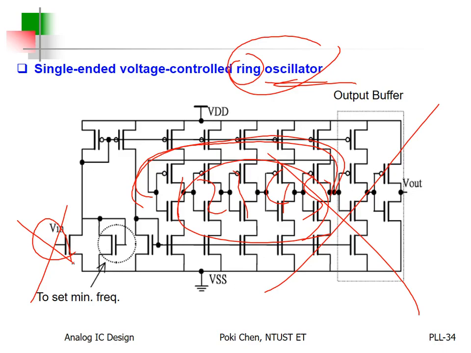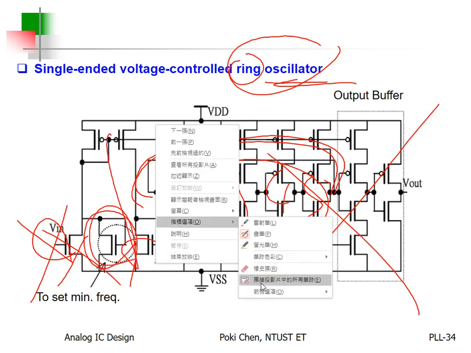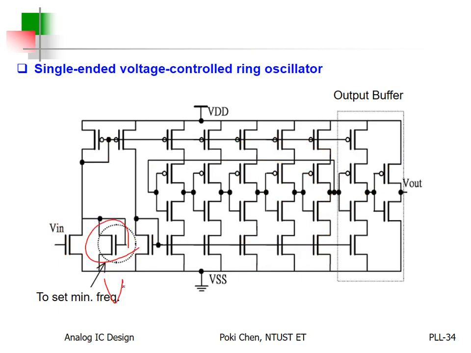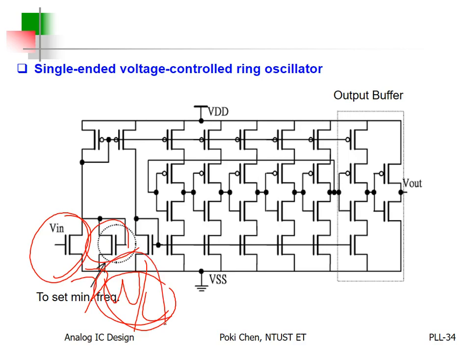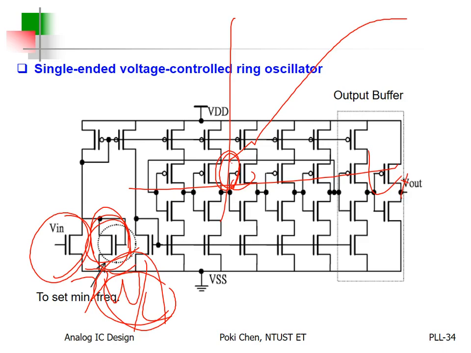So what can you do? Add an extra diode-connected transistor. Even though this is cut off, it is still helping to conduct some current, but not too much. What does it mean? The aspect ratio should be much less than that of the input transistor. And this guarantees the minimum output frequency for your VCO. So right now the VCO looks like that, starting from the minimum. Even though your Vin is zero, I don't care because I have this one to help. Got it? Okay, ring oscillator.